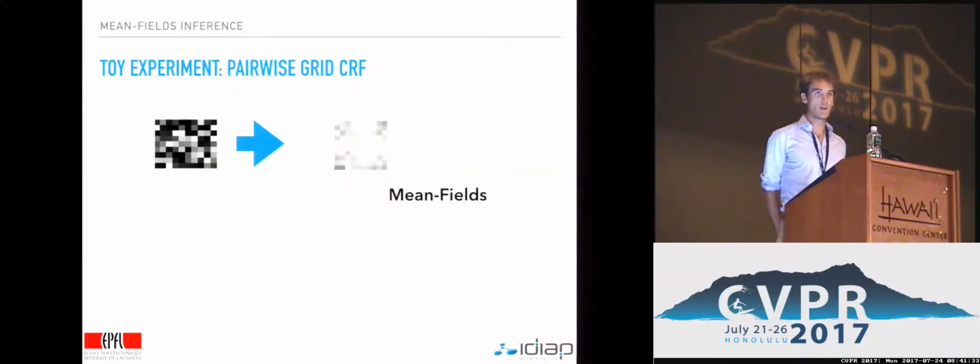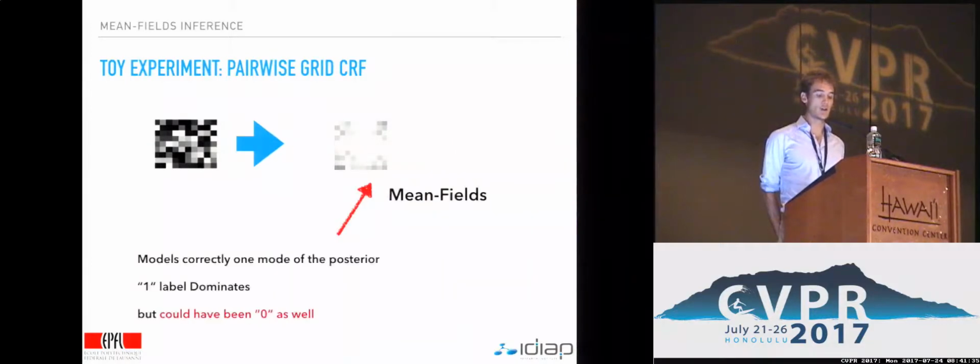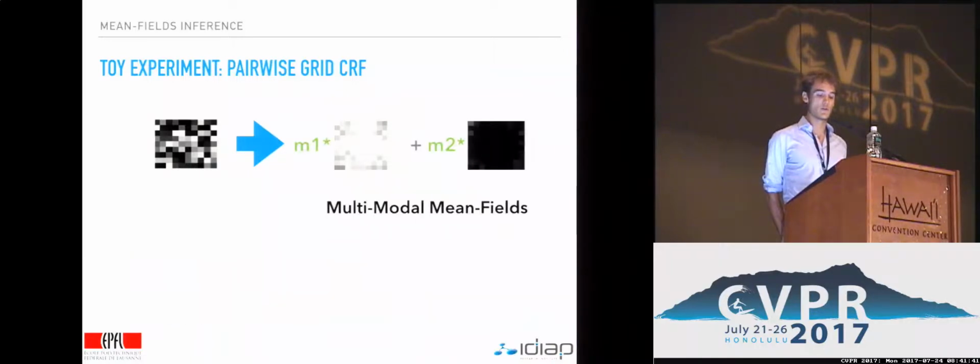Mean field inference will correctly model only a single mode and completely ignore the other. Depending on initialization, it can be either the 0 mode or the 1 mode. The goal of multimodal mean field is to actually recover both modes, and therefore correctly model the multimodal posterior.